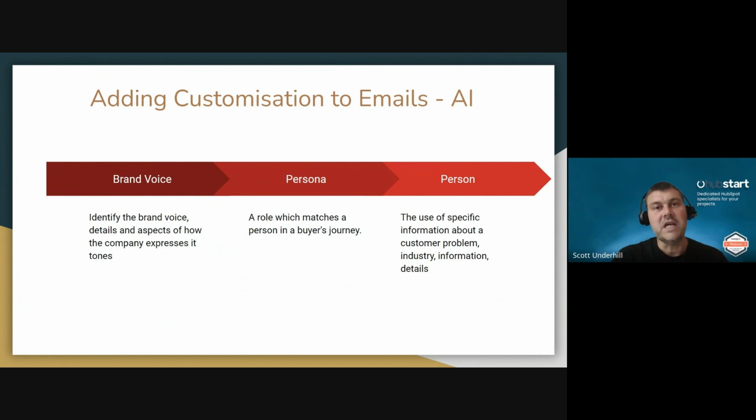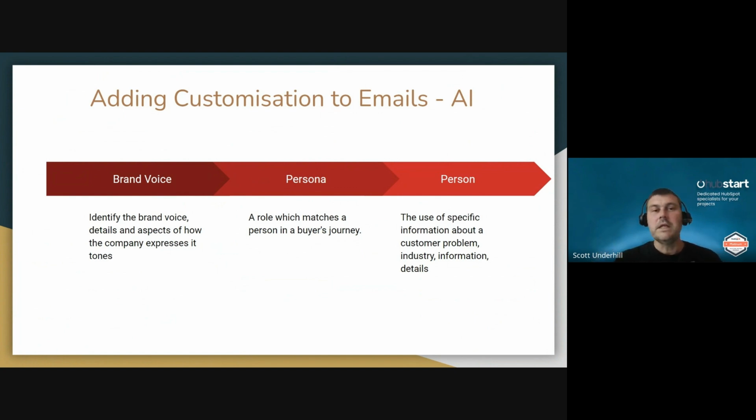Am I trying to educate? Am I trying to inform? Create a rapport? This persona in the buyer journey is all about the meta, the purpose of what you're trying to achieve in your emails and your communication. Now with AI, we can take that persona to the next level. We can use the brand voice, we can use the persona as the general meta, and now we can use the person as well.